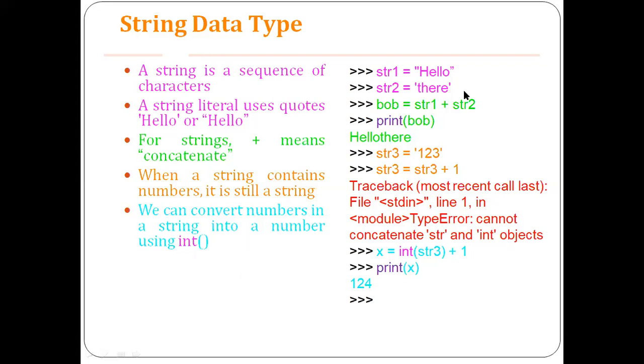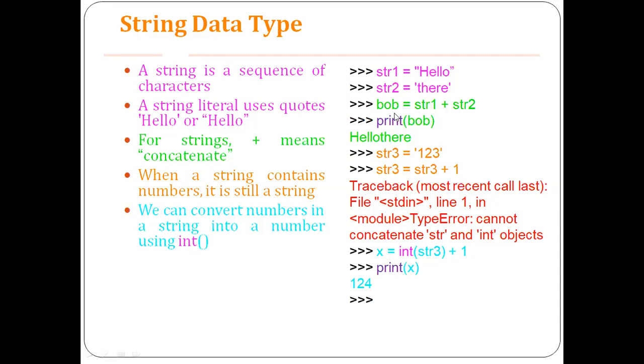So let us look at one example of how strings actually work here. Here are two string literals. This is one string literal and this is the second string literal. The first one, string 1, is equal to hello, and string 2 is equal to there. These are what we call literals, because we are initializing a string data type.